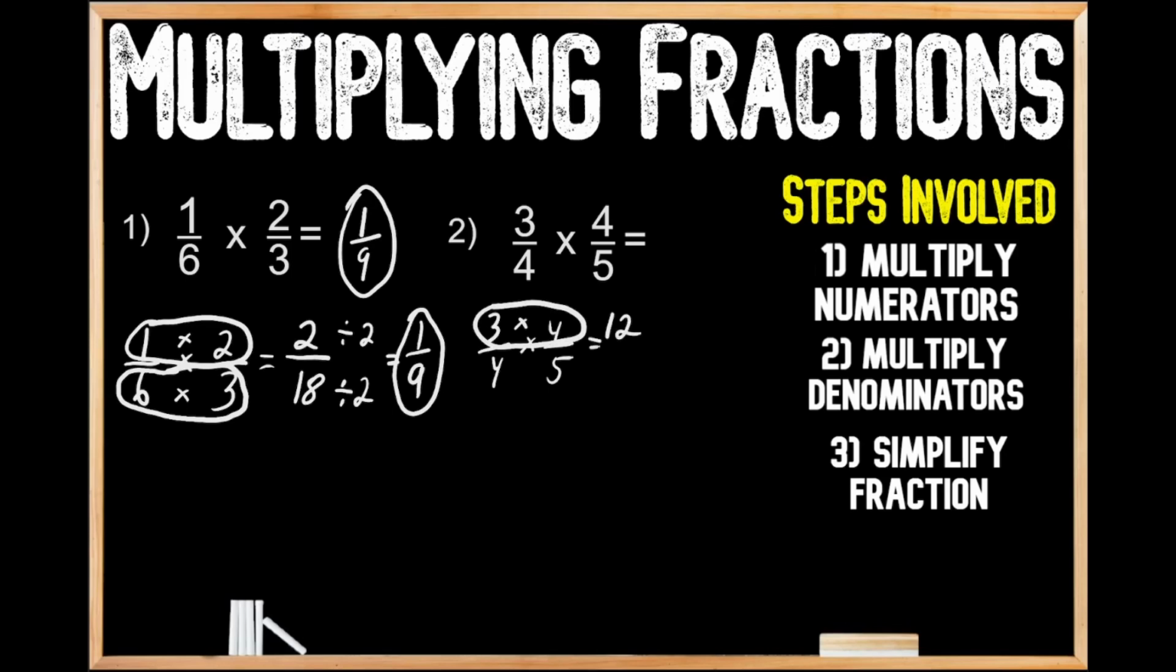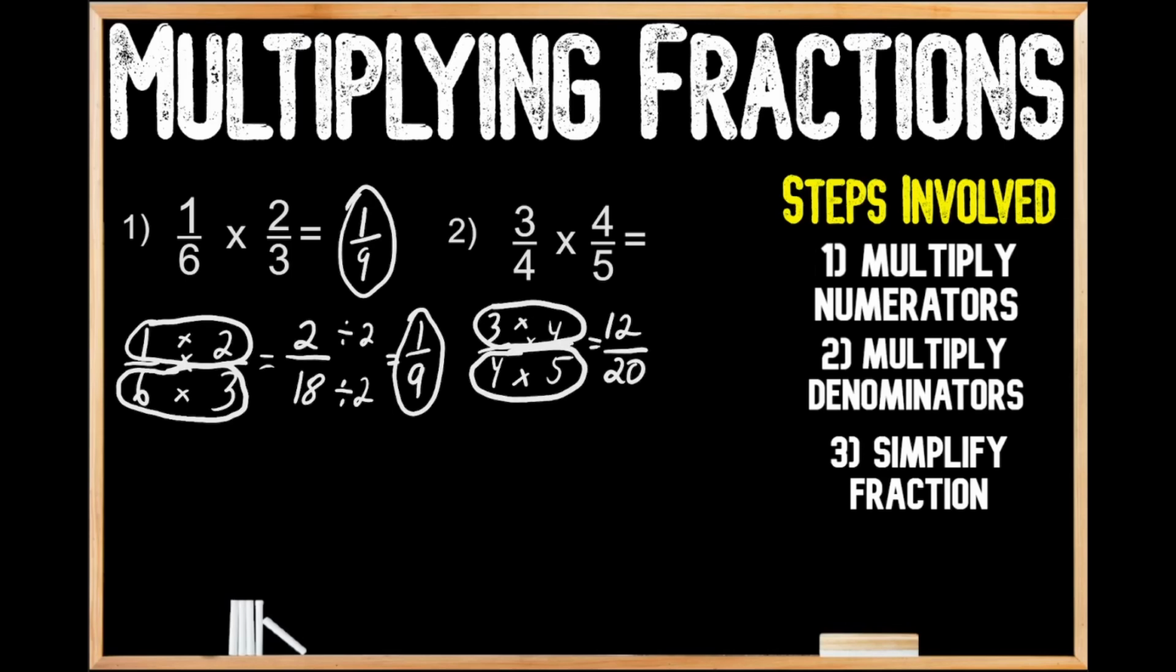Now we can move on to step number 2, where we're going to multiply our denominators, or the bottom numbers in these fractions. And when we multiply 4 times 5, we get 20 for the fraction of 12/20. So now we can move on to our last step, which is to simplify the fraction.